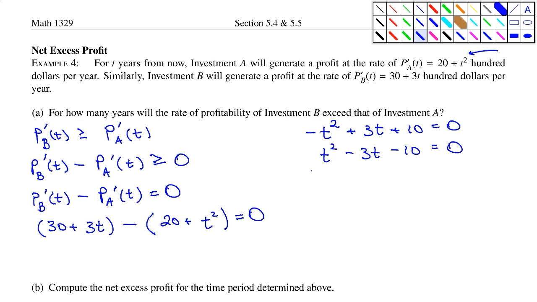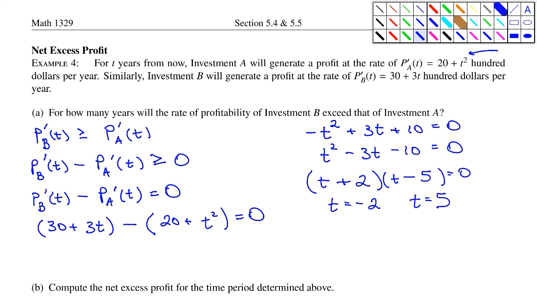And now I can solve. So t and t. And then what two numbers multiply to give me 10 and subtract to give me 3? That would be 5 and 2. Negative on the 5, positive on the 2. So my two roots are t equals negative 2 and t is equal to 5.